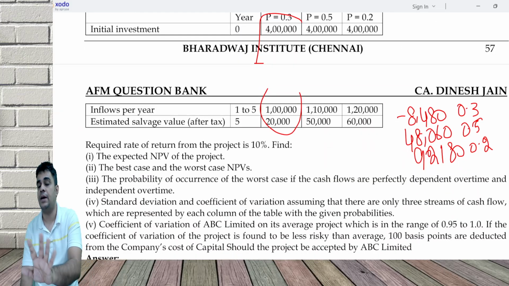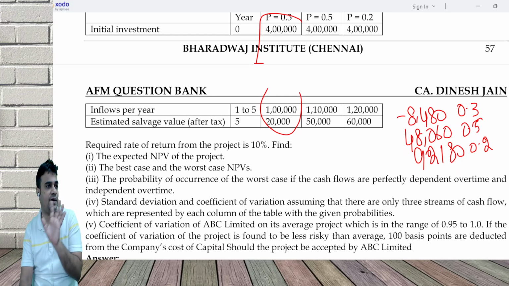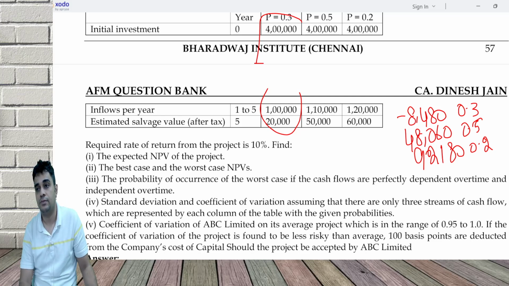This computation I'm not explaining. 8480, 48,060, 92,180 is very simple for you. Best case NPV, which is the highest of this? That is the best case NPV. Worst case NPV, negative 8480. Expected NPV is negative 8480 into 0.3 plus 48,000 into 0.5 plus 92,180 into 0.2. You will get the answer.